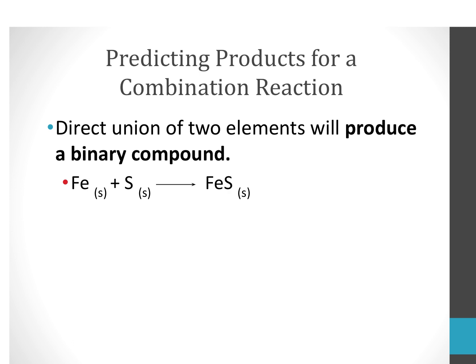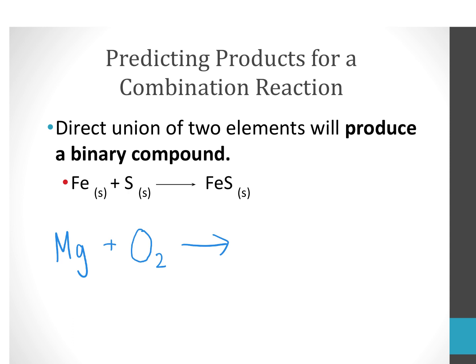Okay, I want to do one more practice problem with you up here. So I want to do a practice combination reaction together. Let's say we take magnesium, and let's say we react it with oxygen. What's the chemical symbol for oxygen? O2. Okay, so oxygen is O2. And so they're just going to combine and make magnesium oxide.